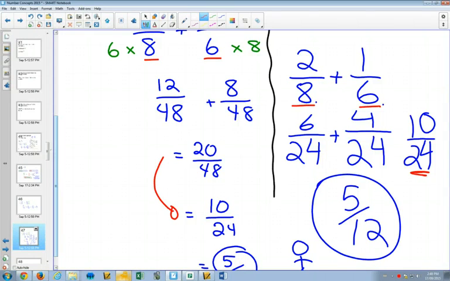Yes? How do you know you have to times that by 6 and 4? Well, this time what happened is he saw that if I times this by 3, and I times this by 3, that's how I get the 6. And if I times this by 4 and this by 4, that's how I'm going to get the 4 and the 24. And then I add from there.